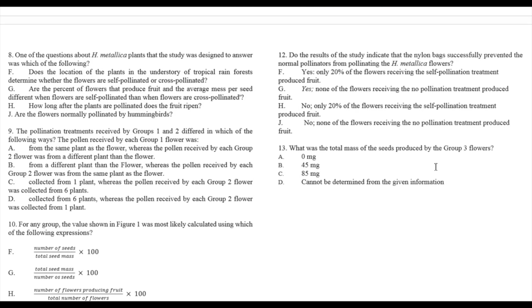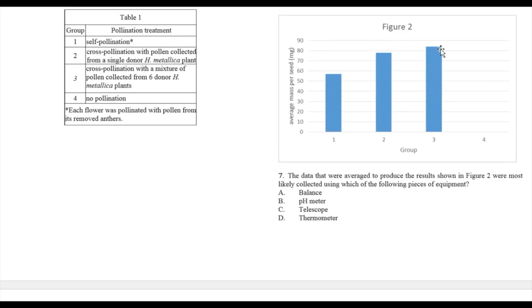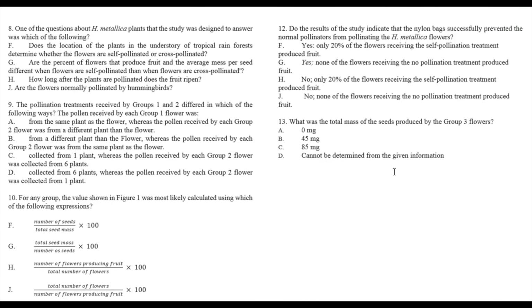So we need to scroll on down and look here. These may make sense for the averaged one. You know, it looked like 85 milligrams was right about where group 3 was for the average mass per seed. However, we have no knowledge about the total mass of the seeds, so here D is the correct answer.